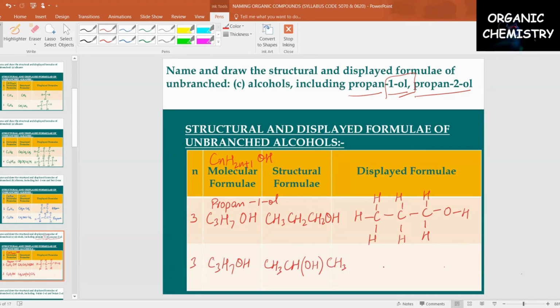What about the displayed formula? 3 carbon atoms, show bonding between the 3 carbon atoms, 1, 2, 3. OH is placed in the middle, so I will write OH in the middle, and the other carbon atoms contain hydrogen only. One more hydrogen atom is attached to the middle carbon. The name will be propan-2-ol.